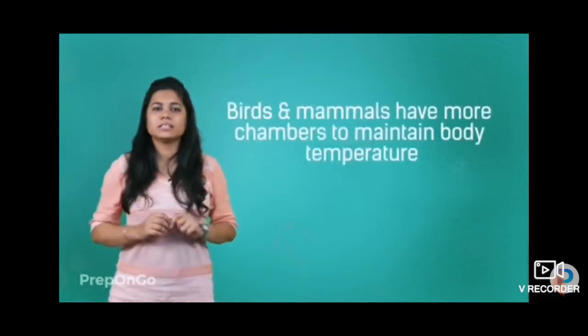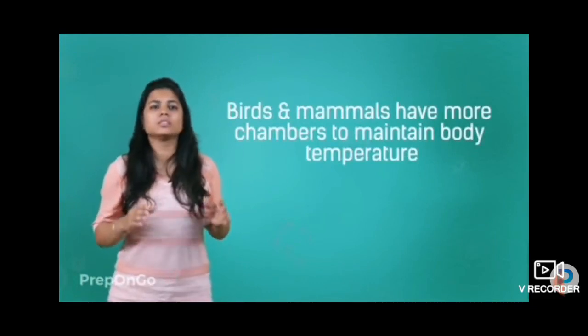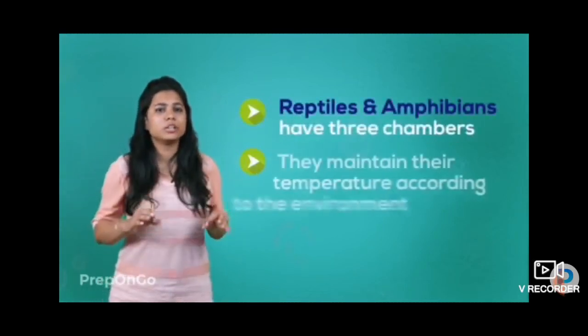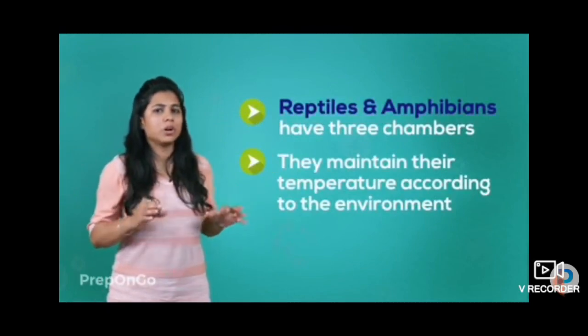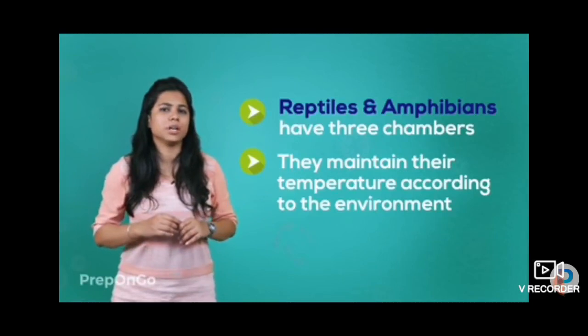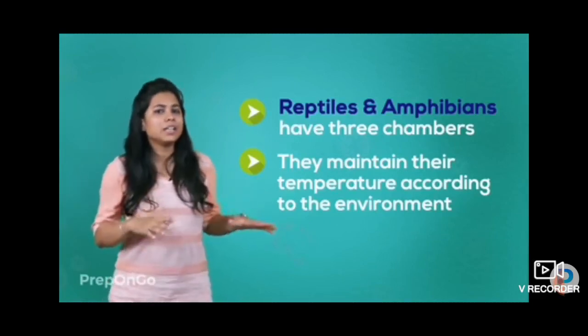Such as birds and mammals. They have more chambers because they need energy to maintain their body temperature. But there are also some animals which do not need these chambers because they can bear the mixing of oxygenated and deoxygenated blood, like reptiles and amphibians. They maintain their temperature according to the environment.